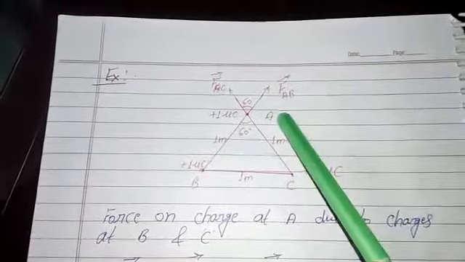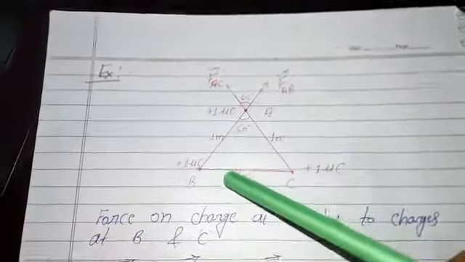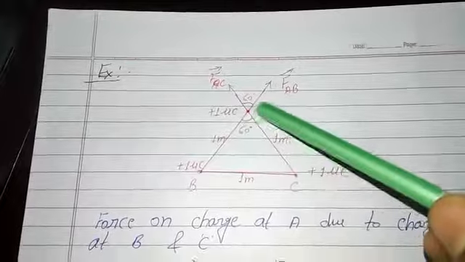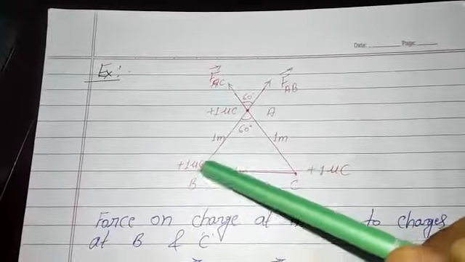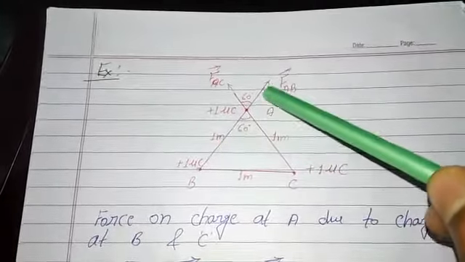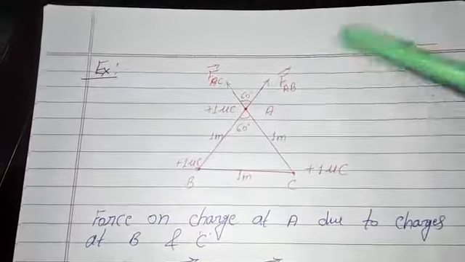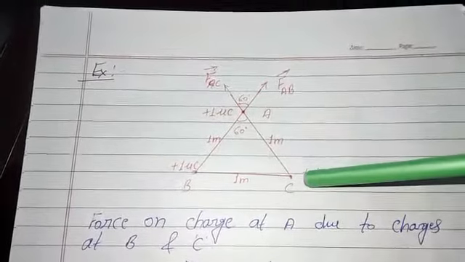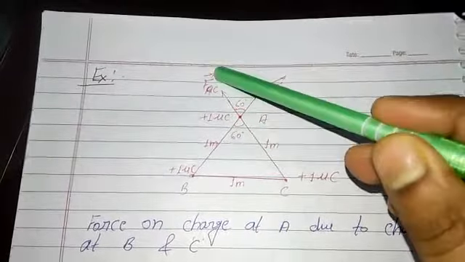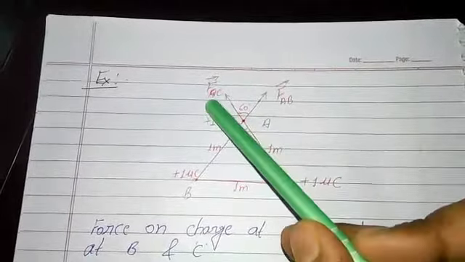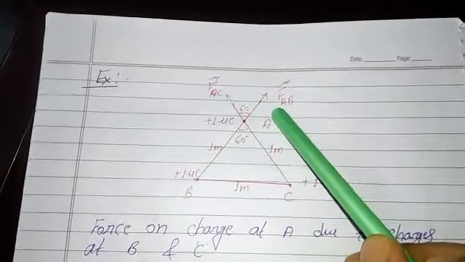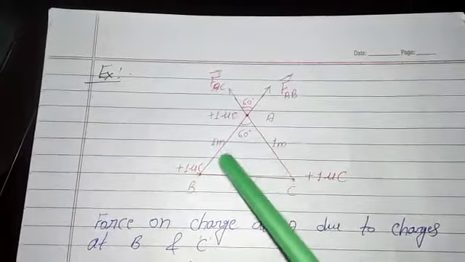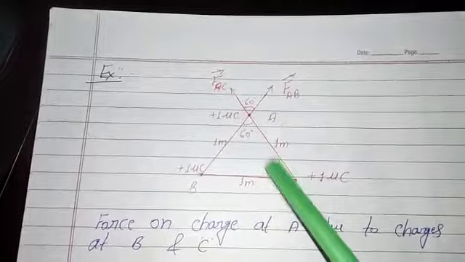To find the net force on A, first we show the direction of force due to B and C. Force due to B on A will be in the line joining B to A, that is FAB. Similarly, force due to C on A will also point in the direction CA, FAC. FAC means force on A due to C. FAB means force on charge A due to B. In an equilateral triangle, all angles will be 60 degrees.